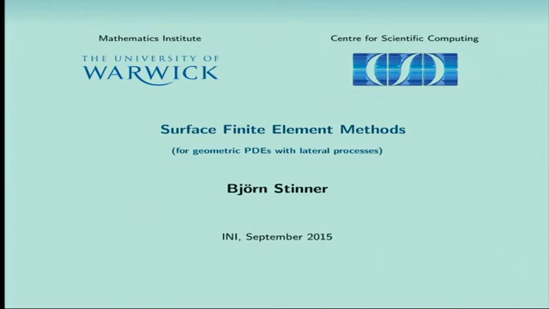Okay, so I think we should continue. We will stick with a similar subject, the mathematics of surfaces. It's my pleasure to introduce our next speaker, Bjorn Stinner, who earned his PhD in mathematics from Regensburg and then moved to Britain. Now he's an associate professor at Warwick. He will talk about surface finite element methods. The floor is yours.